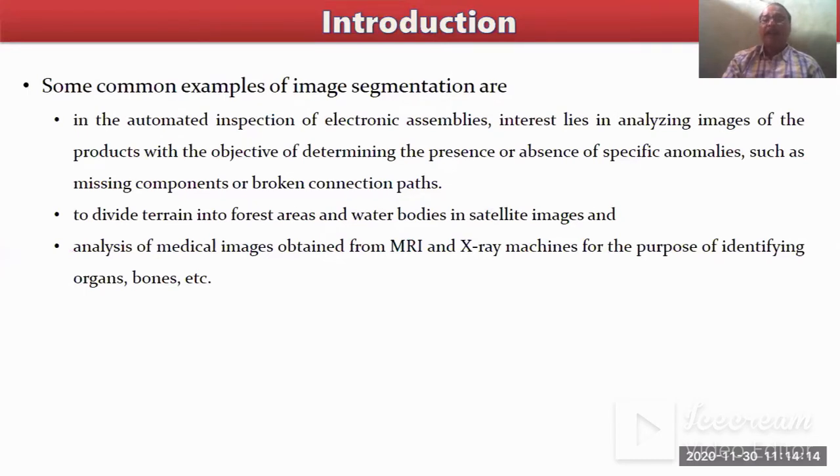Now consider some examples of segmentation in automated inspection of electronic assembly. आता हे काही एक्झाम्पल आपण पहिल्या चॅप्टर मध्ये पण बघितलेले आहेत. So segmentation in automatic inspection of assemblies, the interest lies in analyzing the image of the product with the objective of determining the presence or absence of a specific object or specific product, such as a missing component or a broken connection.